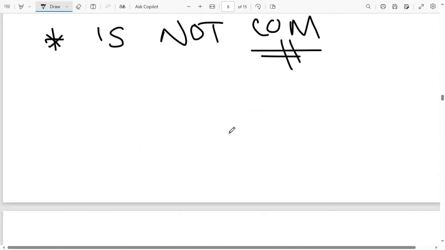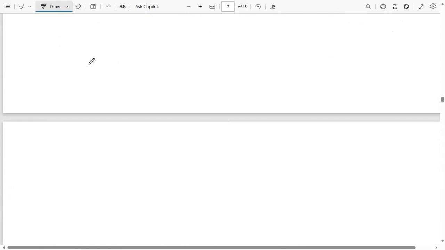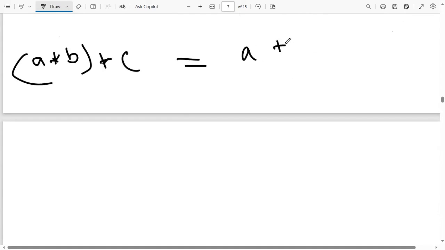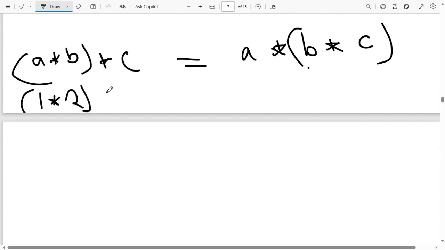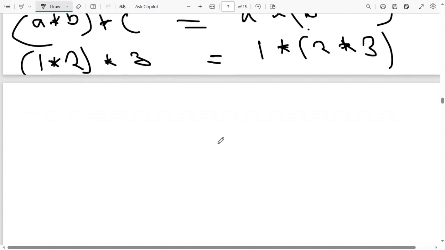Okay, so let's prove the associativity. We want to prove that (A star B) star C is actually equal to A star (B star C). So we know that this will be (1 star 2) star 3, and this should be equal to 1 star (2 star 3). Okay, so will these be equal?